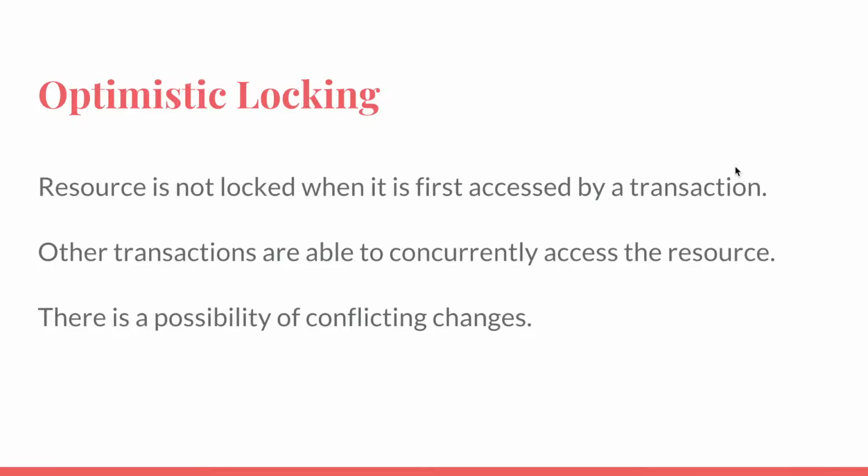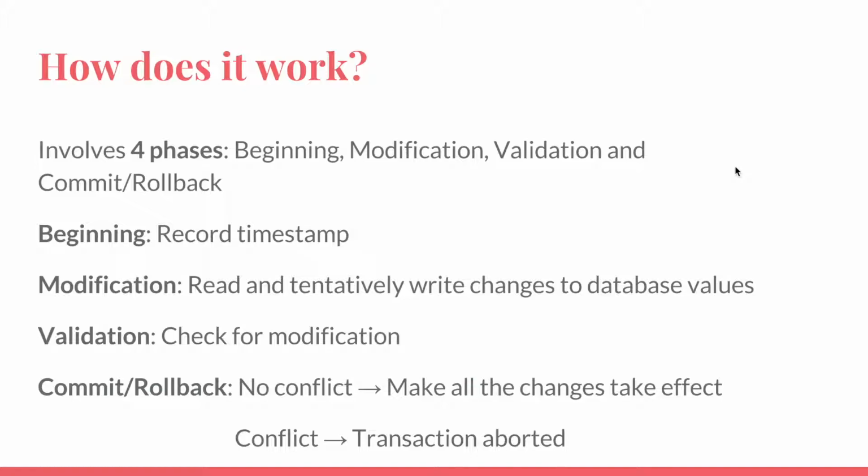So how does optimistic locking work? Optimistic locking involves 4 phases. First, the transaction beginning is marked by recording the timestamp. Then, modification is done whereby the database values are read and changes are written tentatively. Validation occurs by checking whether other transactions have modified data that this transaction has used, read, or written. This includes transactions that were completed after this transaction's start time, and optionally transactions that are still active at validation time. Finally, if there is no conflict, the changes will take effect. If there's a conflict, the conflict is resolved, typically by aborting the transaction.